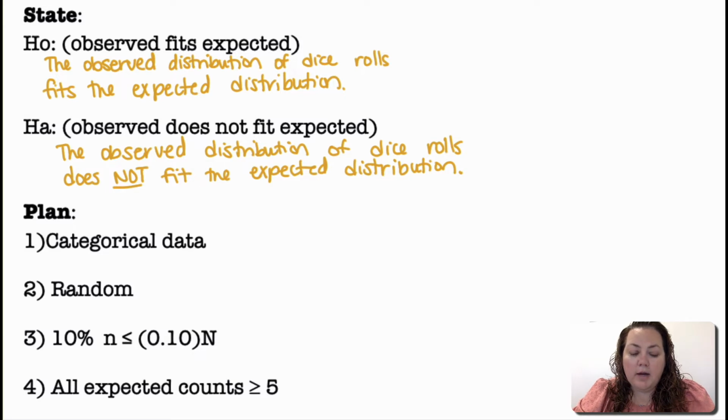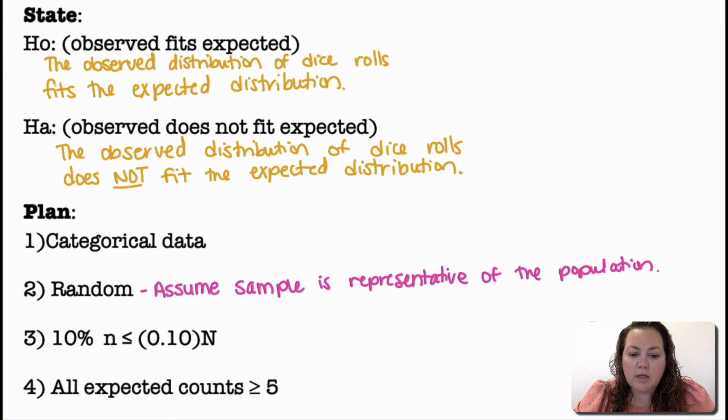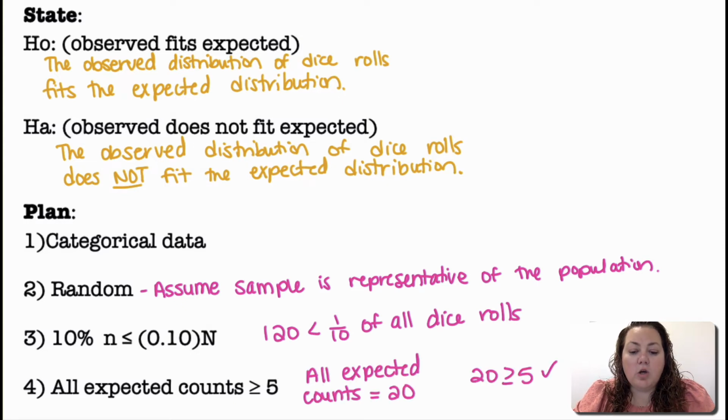I am working with categorical data, even though they're numbers, like each die roll. They could be colors on the side of the die. Random, we're going to assume that the sample is representative of the population. 120 is less than 1/10 of all dice rolls, and all expected counts are equal to 20, so 20 is greater than or equal to 5. So all expected counts are greater than or equal to 5.